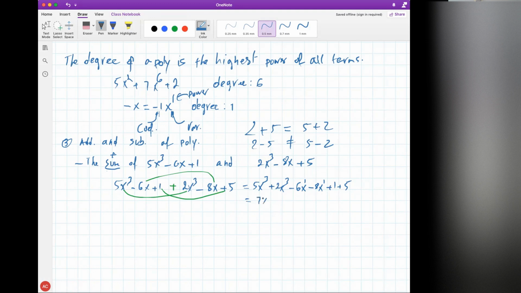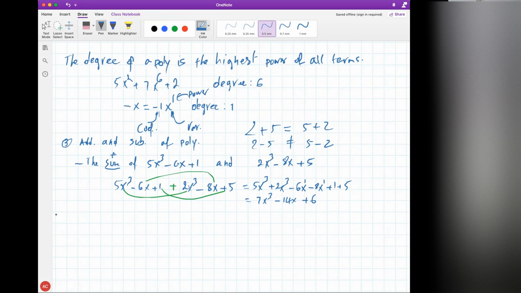So this will be 7x to the third, negative 6 minus 8, that's negative 14x. And finally, plus 1 plus 5, that's positive 6. So this is the sum of these two polynomials. Both trinomials, we end up with a trinomial. It doesn't necessarily have to be a trinomial. Sometimes maybe 2 or 3 terms may cancel out, and you could end up with 1 term. But when adding them, we basically just combine like terms, very similar to algebraic expressions as we did before.